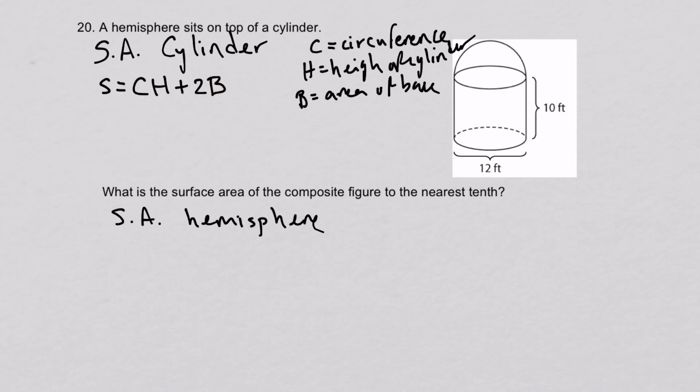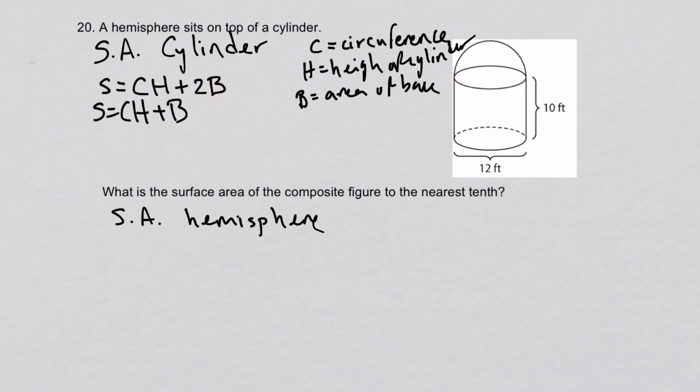2B represents two bases, the base down here and the base up here. Except that this cylinder does not have two bases. It only has one base because this base right here is not part of the total surface area because it's covered by this hemisphere. So I need to adjust my formula and change it to CH plus B only, not 2B. Okay, now let's do this.